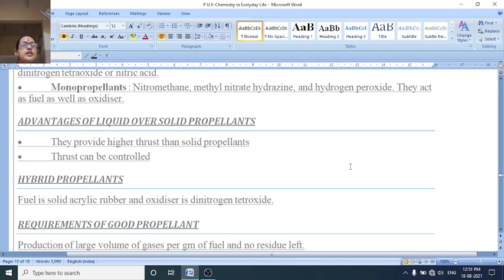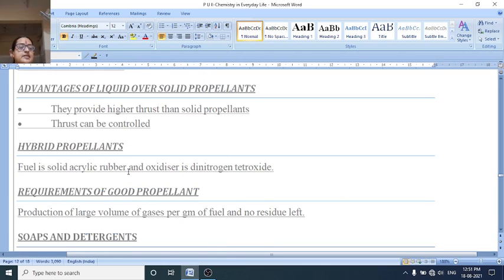Let us know what are the advantages of liquid over solid propellants. They provide higher thrust than solid propellants. Thrust can be controlled. Hybrid propellants, let us study now. Fuel is a solid acrylic rubber and its oxidizer is dinitrogen tetroxide.